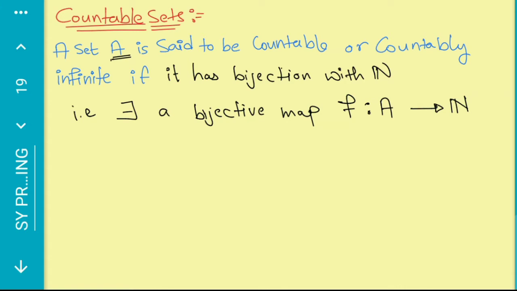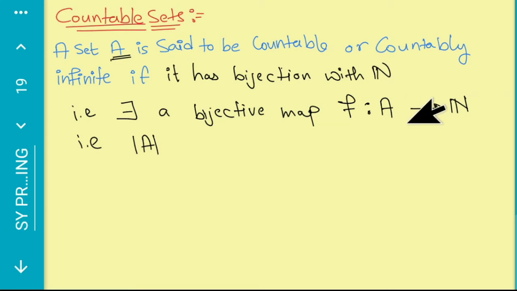If there exists a map from N to A, then there exists one from A to N also, since it is bijective and the inverse exists. So a set is said to be countable if there exists a bijection between that set and the set of natural numbers. That means the cardinality of A will be what? If there is a bijection between two sets, they have the same cardinality.